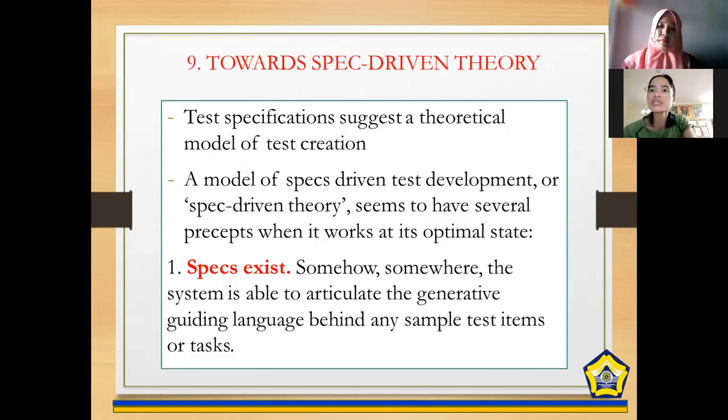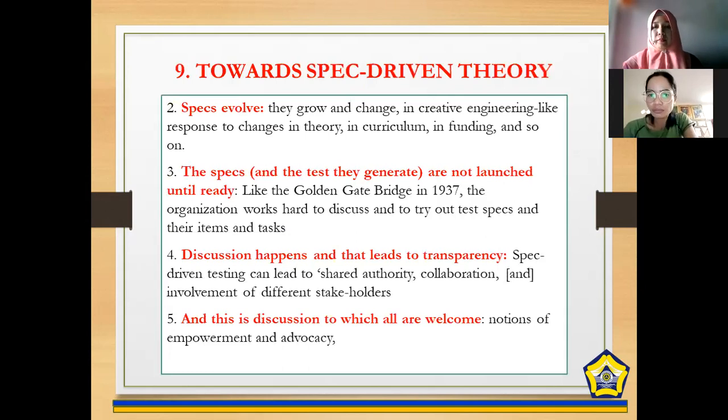And towards space-driven theory. Test specification suggests a theoretical model of test creation, and a model of space-driven test development, or space-driven theory, seems to have several precepts when it works at its optimal state. Number one, space exists. It means that somehow, somewhere, the system is able to articulate the generative guiding language behind any simple test item or task.